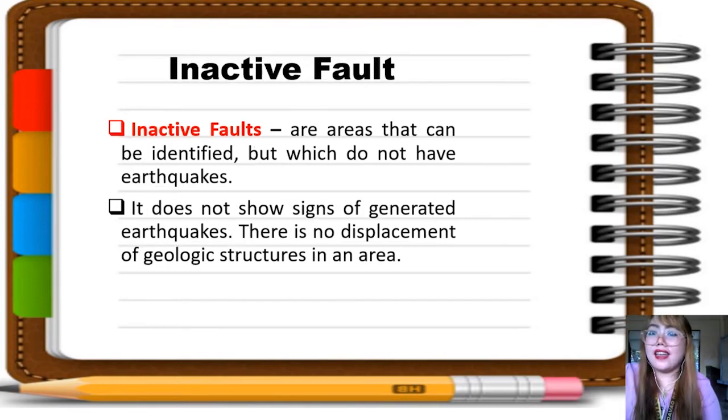While inactive faults are areas that can be identified, but which do not have earthquakes. It does not show signs of generated earthquakes. There is no displacement of geologic structures in an area.